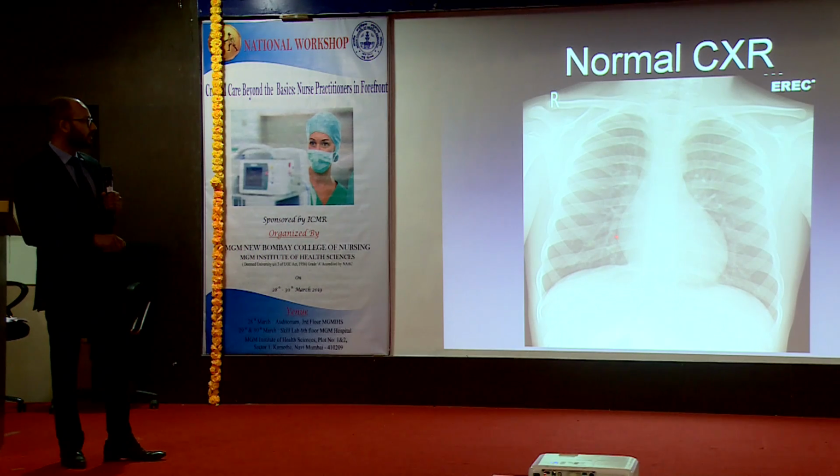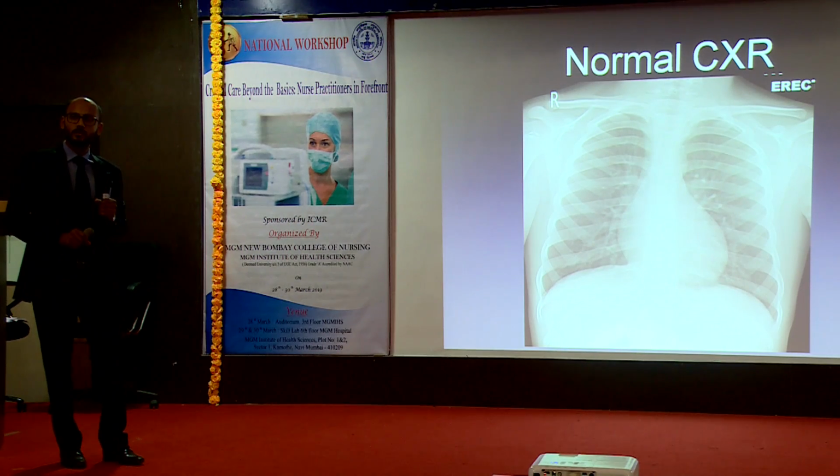Generally the width of the heart is roughly about half of the entire width of the chest. That is normal. It's called the cardiothoracic ratio.